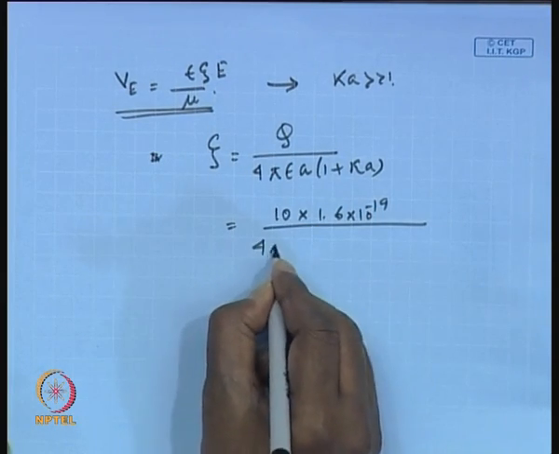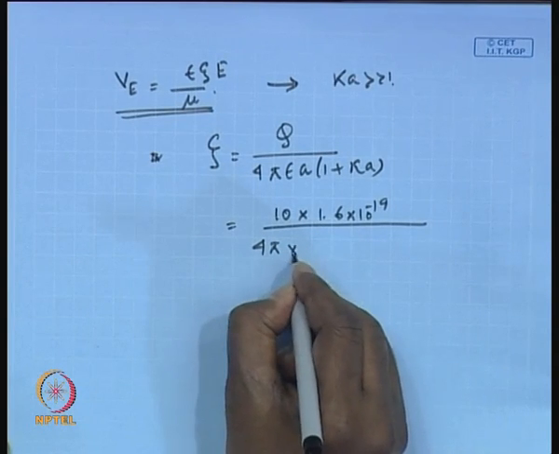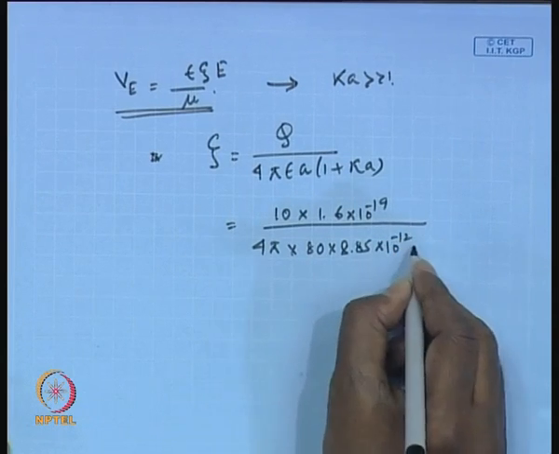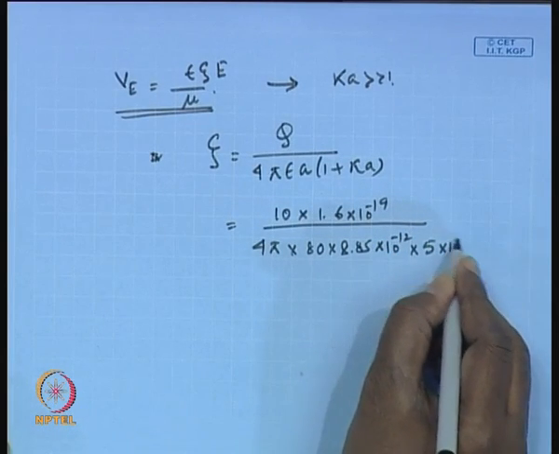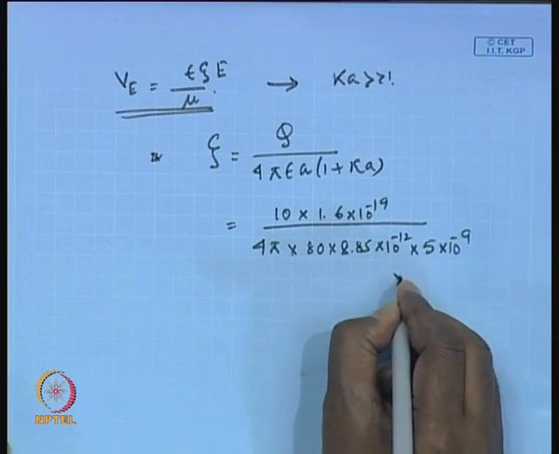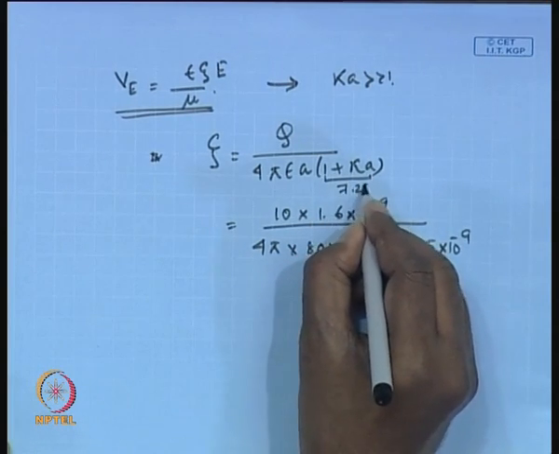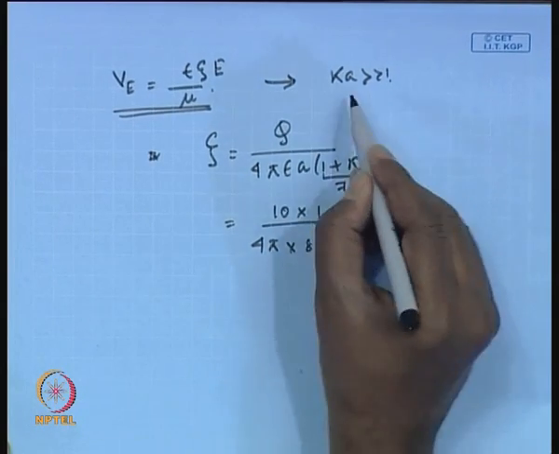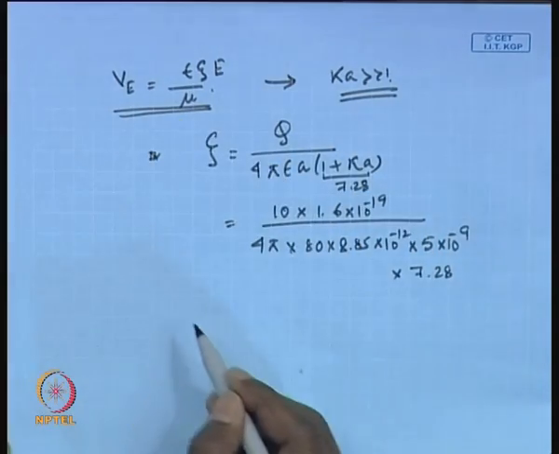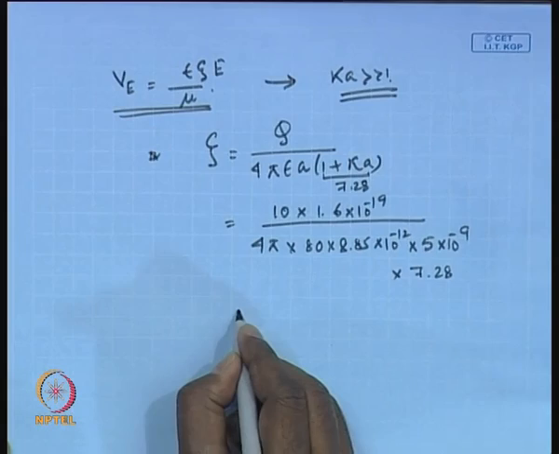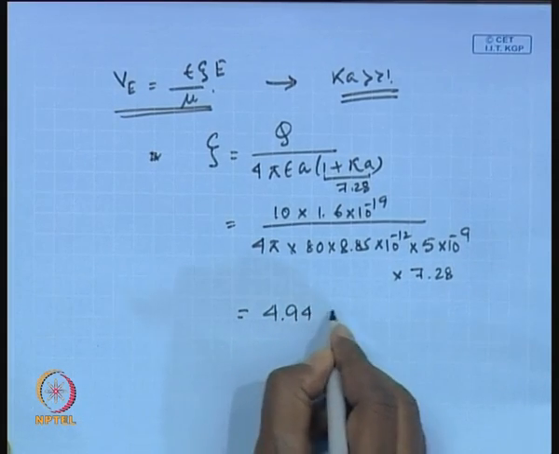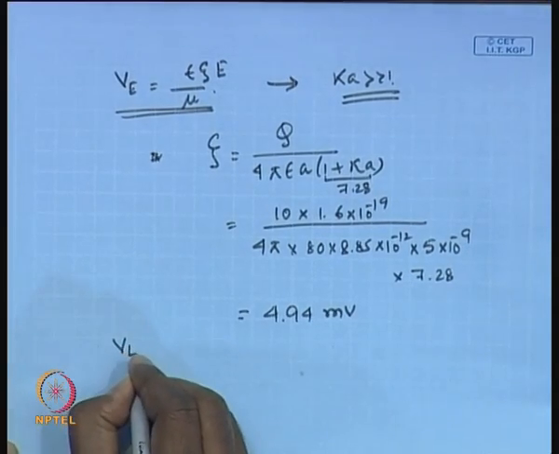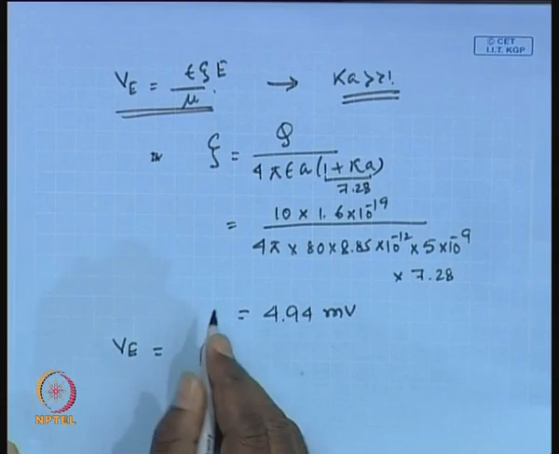So, this is 4 pi epsilon, 80 into 8.85 into 10 to the minus 12, times A, the radius, which is 5 nanometers, so 5 into 10 to the minus 9, multiplied by this whole term. If you just calculate it, the term comes out to be 7.28. That means kappa A is around 6.28, which is much greater than 1. That is why we have used this formula to calculate the electrophoretic velocity. So, zeta turns out to be 4.94 millivolt.